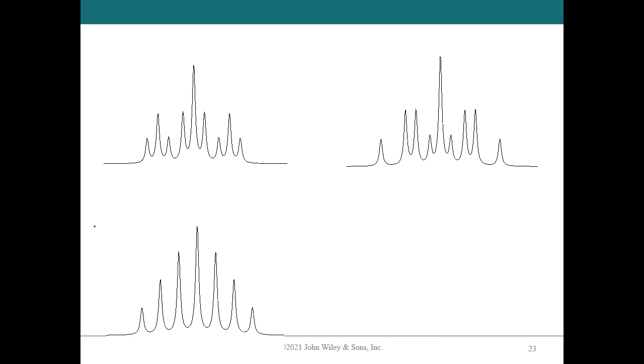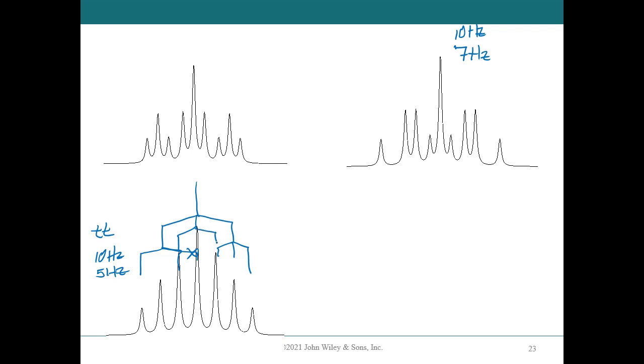All I've done is change the coupling constant. In this case, it's 10 hertz and 5 hertz. This was 10 hertz and 7 hertz. And our triplet, in this case, because it's being split with a similar coupling constant, we have these being split like this. Actually, I think that one should be here, not that. But being split like this, and then this one also getting the overlap. So we're having overlapping peaks, which gives rise to the funny pattern we see here.